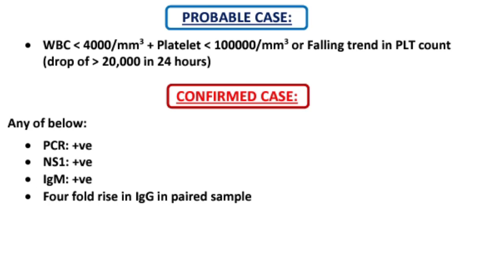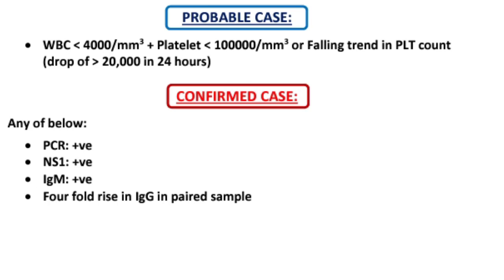So, a probable case of dengue is that the patient is having a WBC count of less than 4,000, a platelet count of less than 1 lakh, or a falling trend in platelet count, a drop of more than 20,000 in 24 hours. So first you get the essential criteria, that is fever more than 2 days or less than 10 days, plus the WBC count is less than 4,000 and platelet count is less than 1 lakh, or you see a drop of platelet count within a 24-hour period of more than 20,000. So if you get fever plus these lab findings, you will make him a probable case.